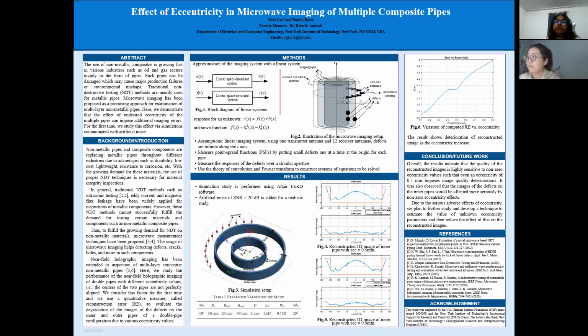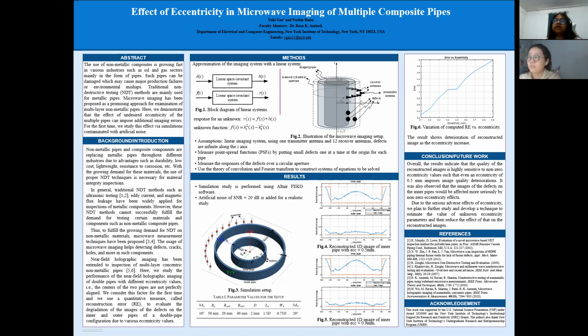On this image, the blue line is the reconstructed image obtained from the simulation, and the red represents the ideal image. As we can clearly notice, the quality of the reconstructed image is much deteriorated from the ideal image. Figure 5 had a similar setup except it was simulated with 0.9 millimeter eccentricity on the inner pipe. The quality of the reconstructed image received from 0.9 millimeter eccentricity was much more degraded than that of 0.5 millimeter eccentricity.